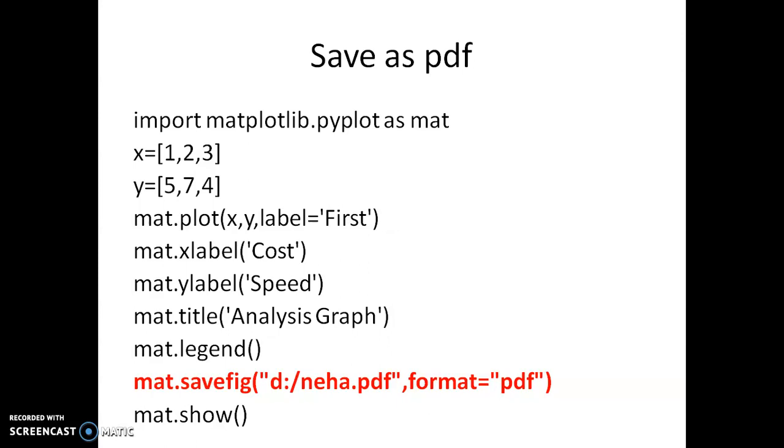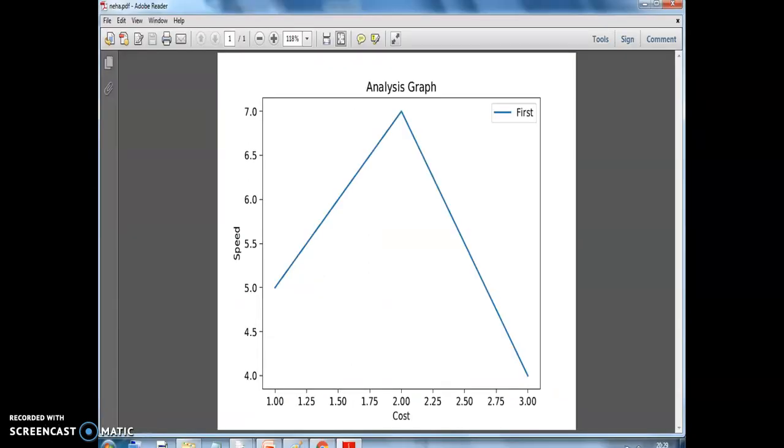Then save as PDF. You can save this graph in PDF form, in JPG form. And the program is the same that I have written previously. Then one line that I have added here is plt.savefig. Savefig is saving that figure. Then you have to specify the path where you want to save that graph. I said I want to save this in the D drive with the name neha.pdf and the format is PDF. You can see I have saved this, and this is the name of the graph, that is neha.pdf, and this was my first graph that I have shown to you.